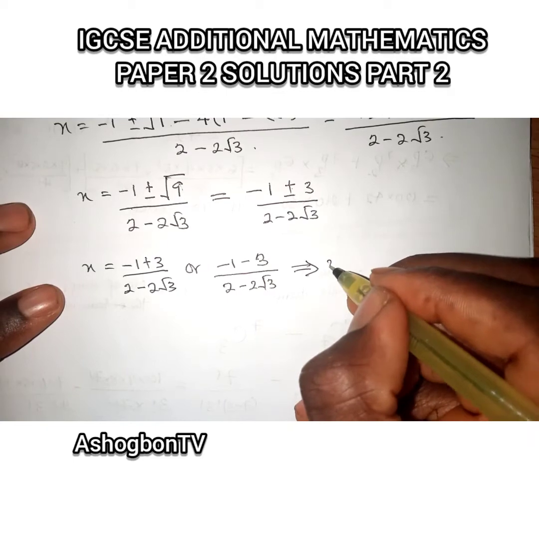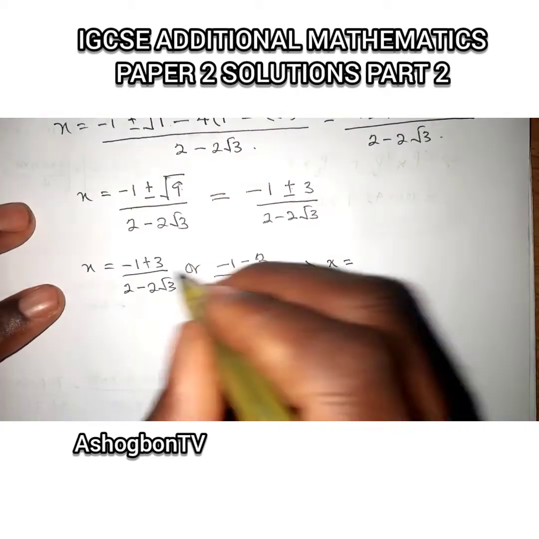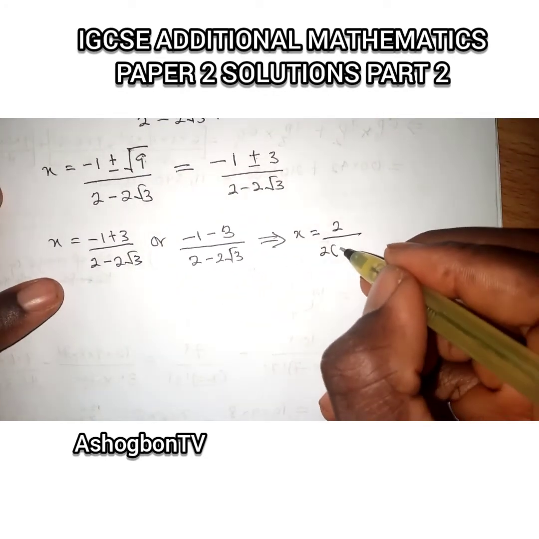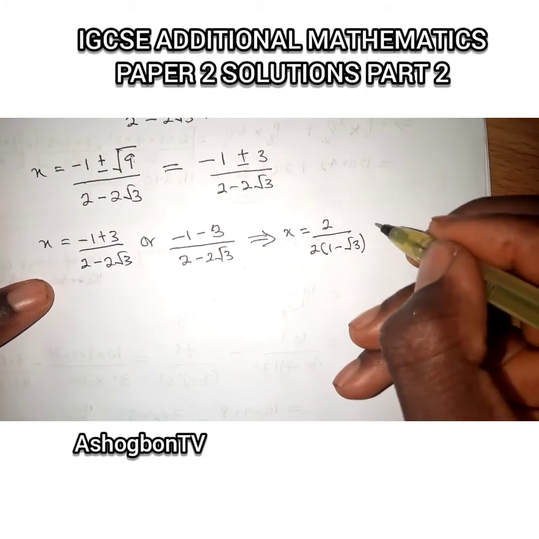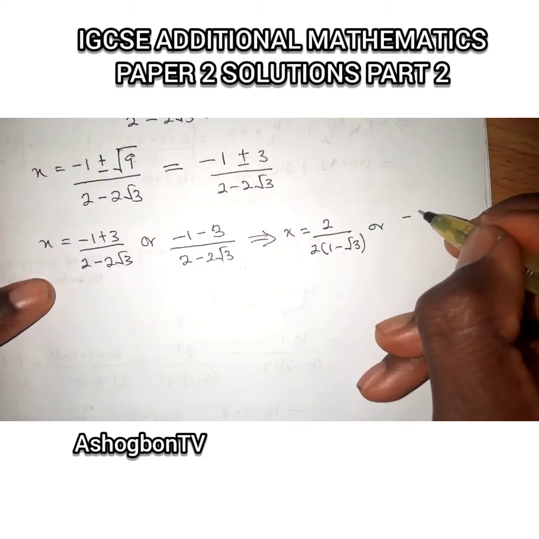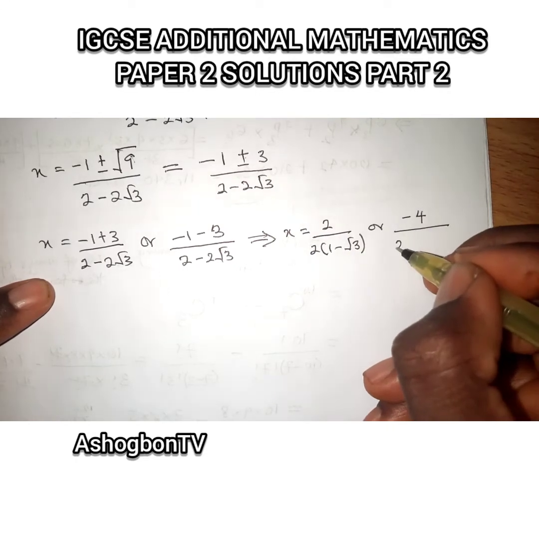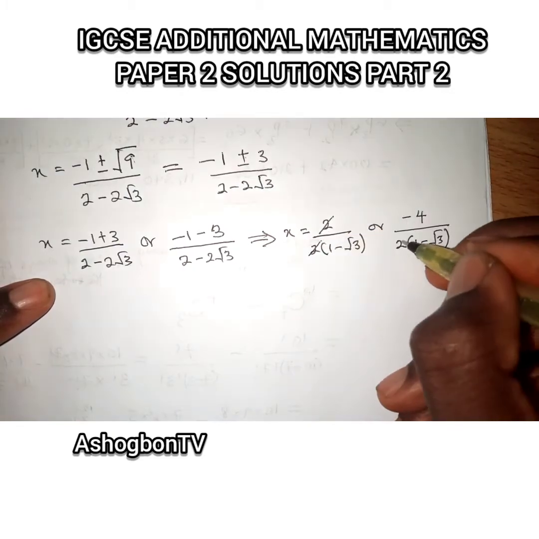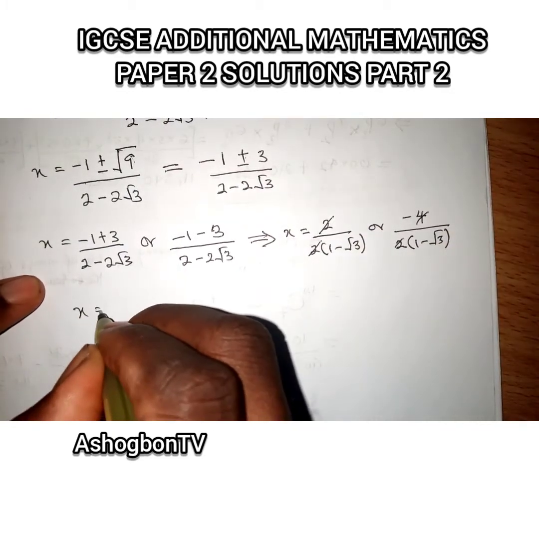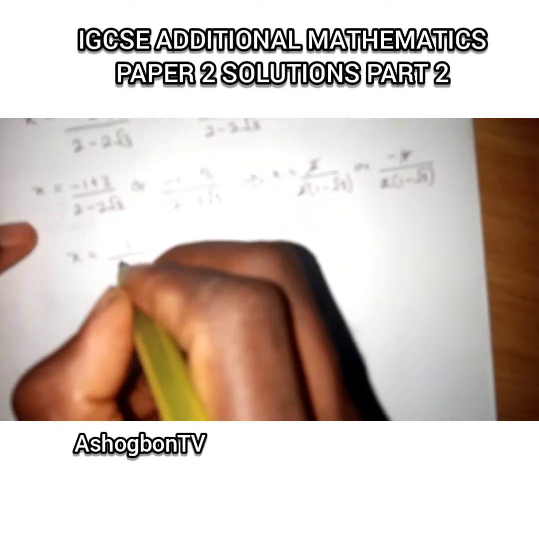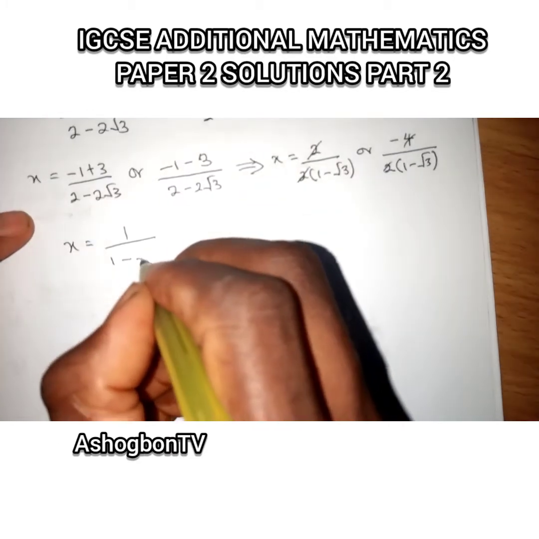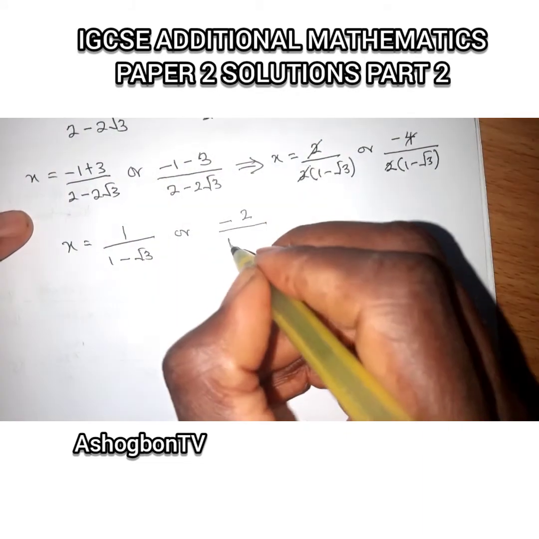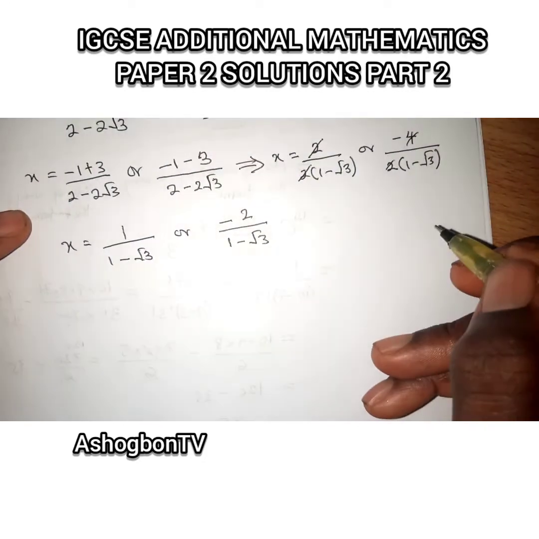Which implies that you have x equal to, here you are going to have 2. I may want to factorize here so that I have 1 minus square root of 3 here, and or here I'm going to be having 4. Then you divide by 2, the same 1 minus square root of 3 in brackets. So this cancels this. You have x equal to 1 divided by 1 minus square root of 3, or minus 2 divided by 1 minus square root of 3.